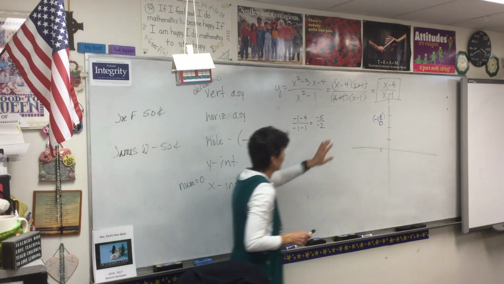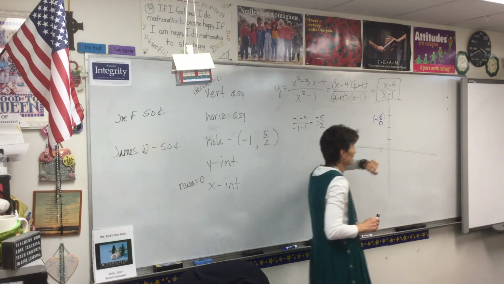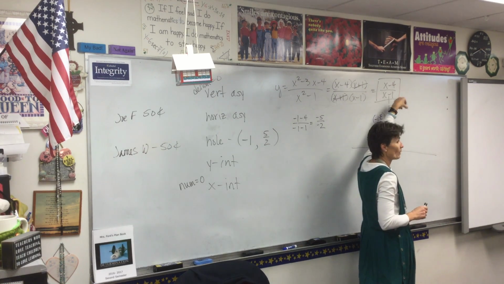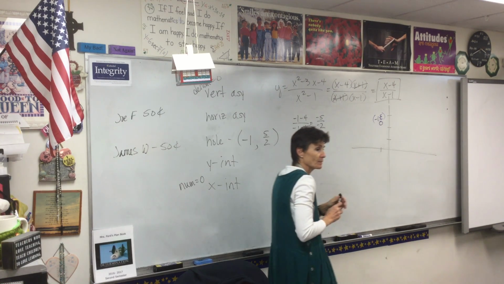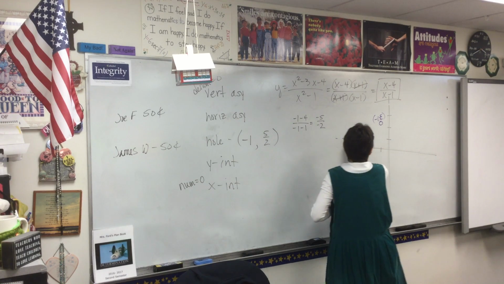All right, now look right here. This is where I want you to look. What else can you tell me about that picture? This is an easy little equation. What else can you tell me about it? Horizontal asymptote is 1.